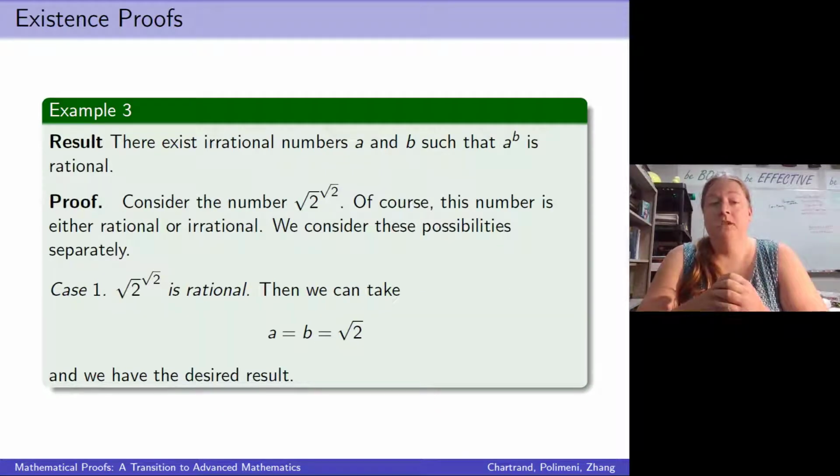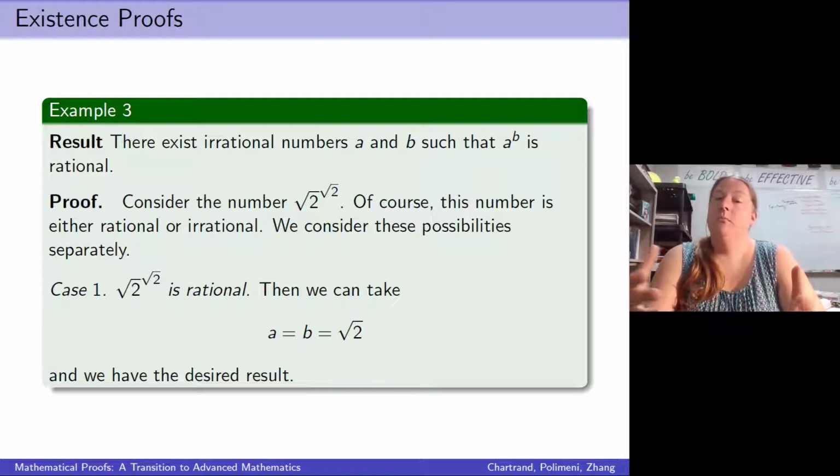Now here's another result. There exist irrational numbers a and b such that a to the b is rational. Sometimes these are a little bit more complicated to prove, and coming up with an example is rather difficult. So let's take an irrational number and raise it to an irrational number. So say square root of 2 raised to the square root of 2 power. Well, I don't actually know if that's rational or irrational.